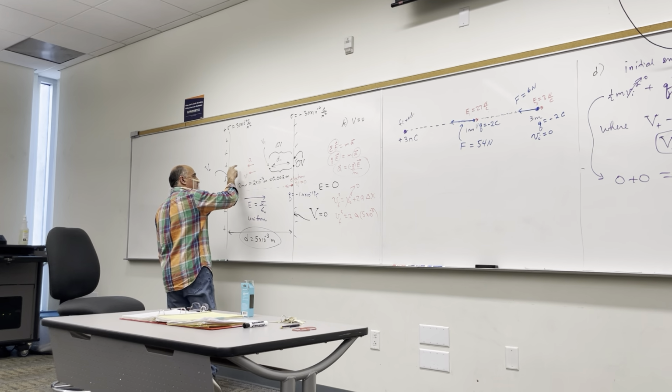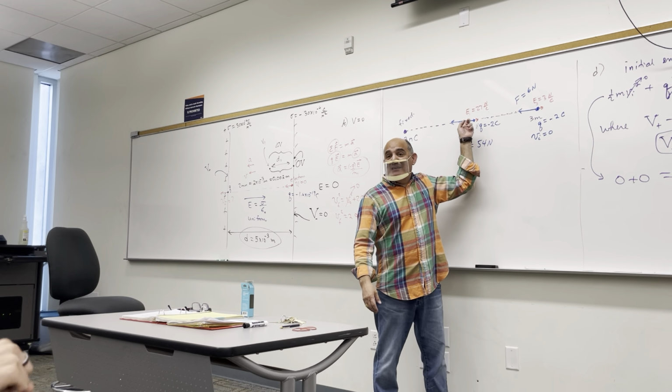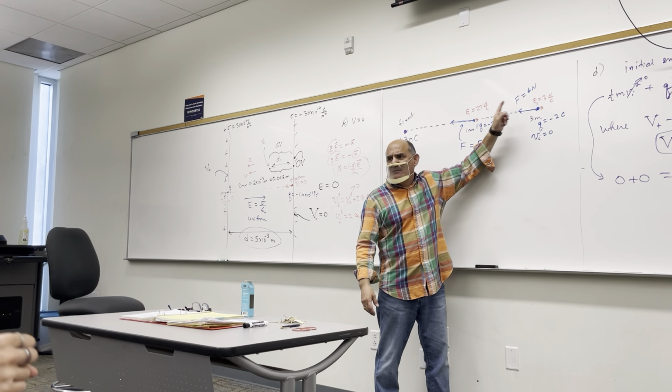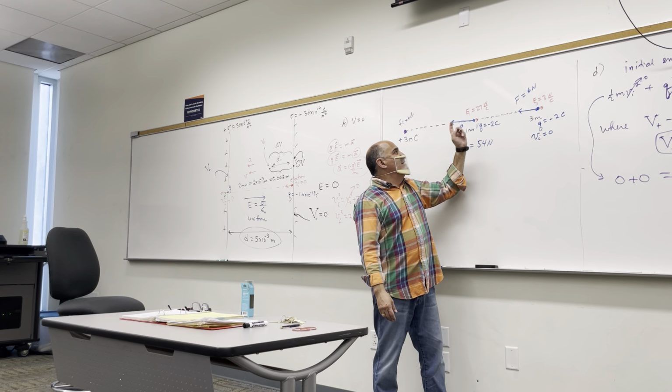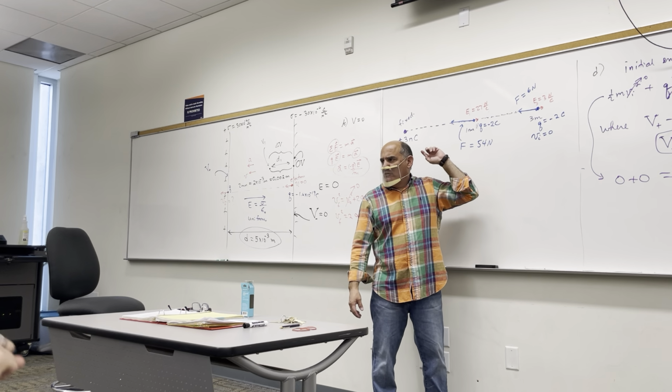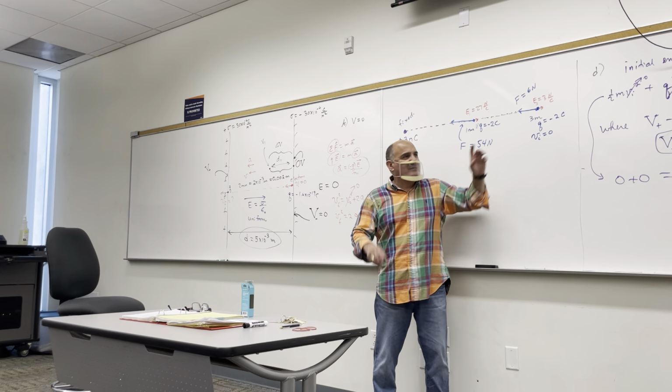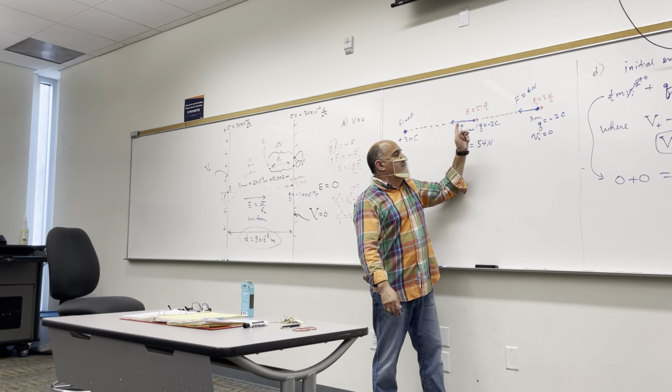But in this case, as this charged particle moves closer, the force is changing. The electric field stays constant. The electric field there stays constant. This one stays at 3 newtons per coulomb to the right. This electric field stays at 27 newtons per coulomb to the right. They stay constant. They don't change. The electric field here doesn't change. The electric field over there doesn't change.